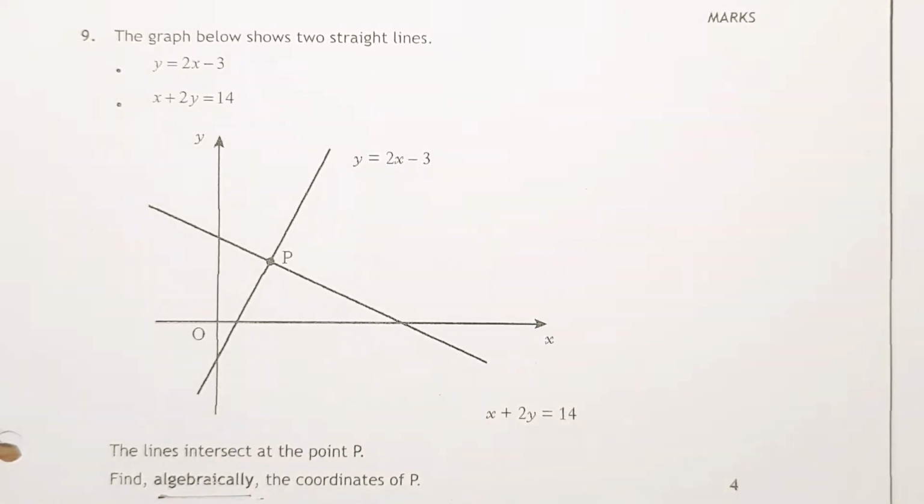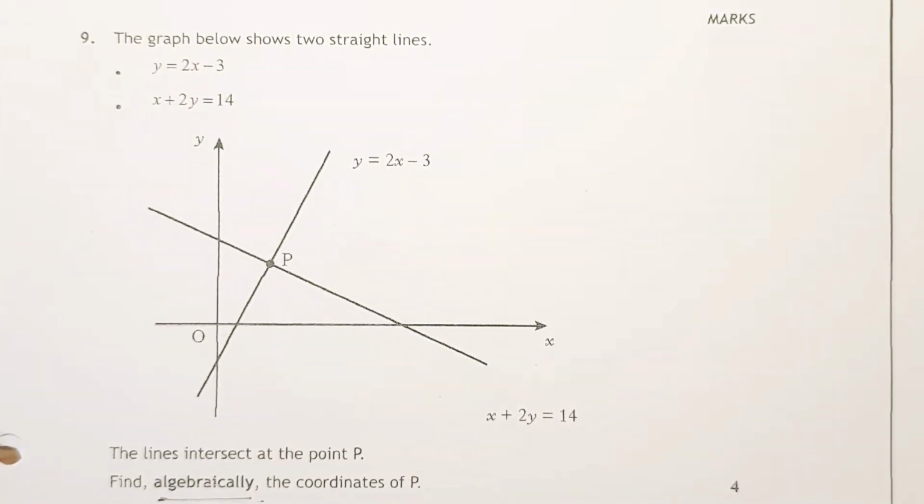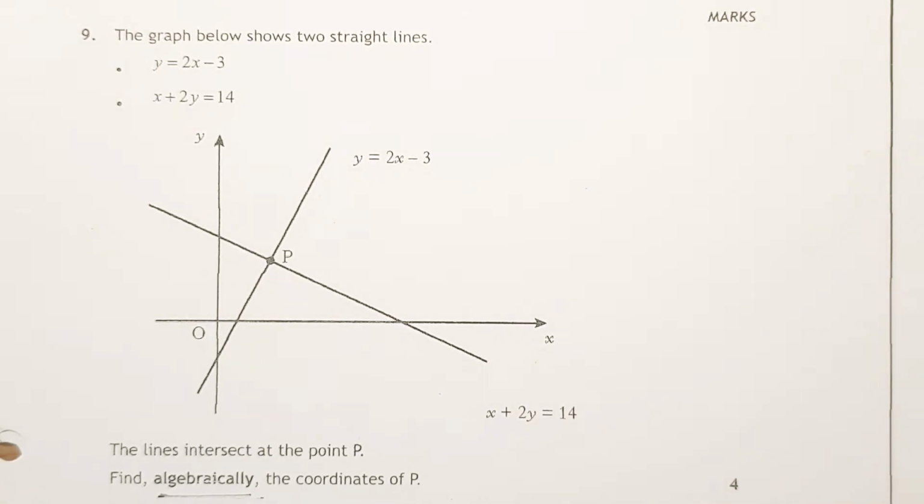And that just basically means that we're not allowed to draw a graph and just find out from the coordinates, just plotting the lines and looking at the coordinates where they intersect. So we've got to do it algebraically. So we're going to use simultaneous equations.